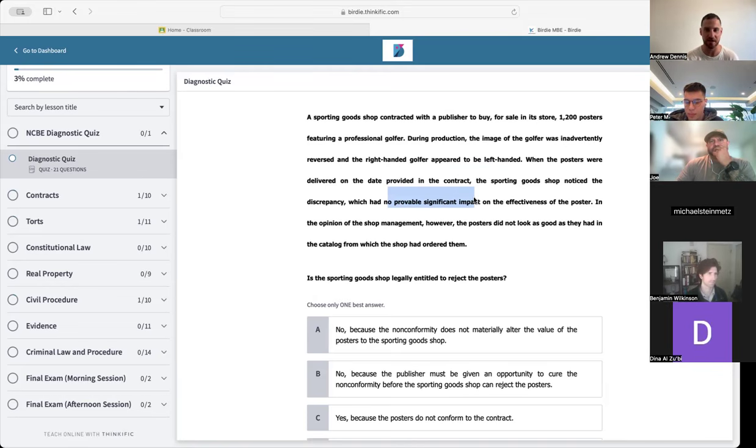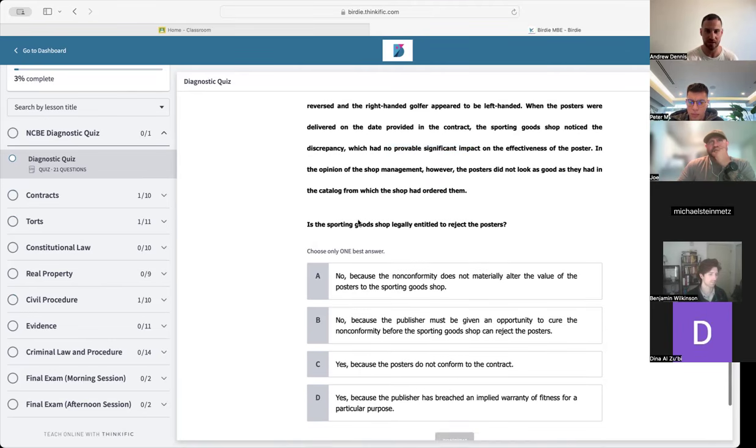It doesn't matter if it has a provable significant impact or not. You ordered it. You wanted right-handed and you got left-handed. So I think you're going to be able to refuse to accept this, right? So is he legally entitled to reject? No, because the nonconformity does not materially alter the value of the posters to the sporting goods shop. Remember, it's perfect tender. No, because the publisher must be given an opportunity to cure the nonconformity before the sporting goods shop can reject the posters.